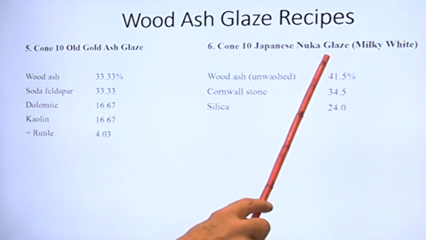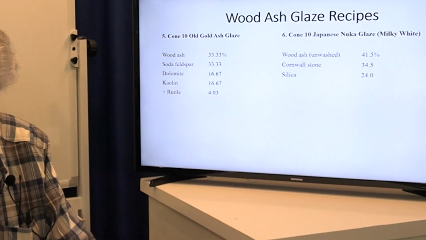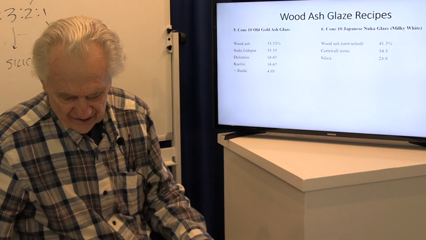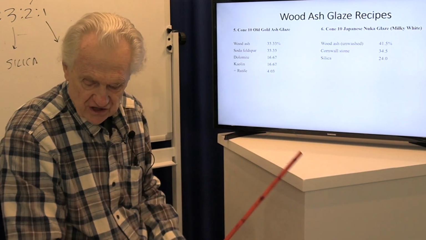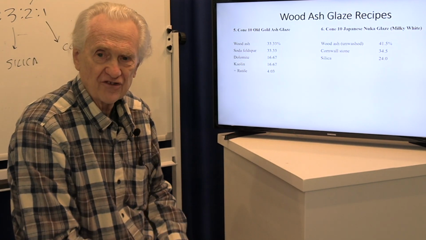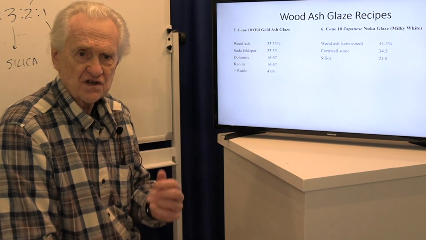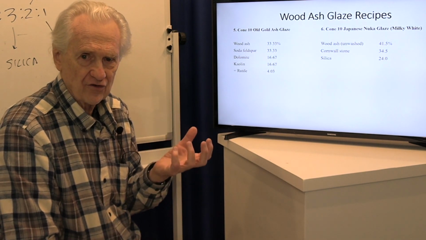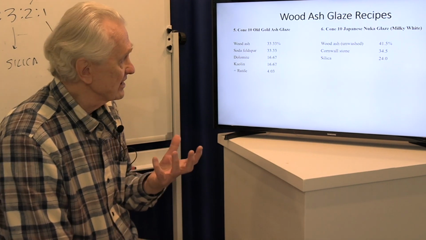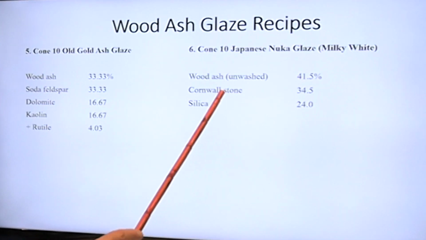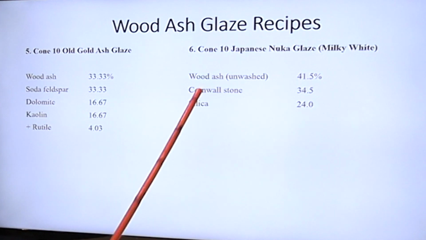Japanese, Cone 10 Japanese Nuka glaze, milky white. This is actually a Nuka glaze. I'm looking through my notes here. A Nuka glaze was a traditional Japanese glaze that used rice hull ash, the ash from burning the hulls on the straw when they harvested the rice, and it was used as a source of silica. So in the original traditional Nuka version, they used wood ash.